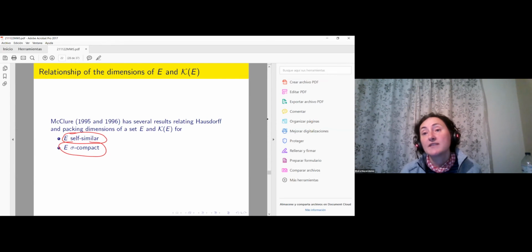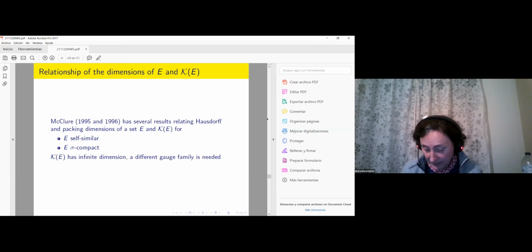What happens with self-similar sets, in case you don't know much about them, is, well, you probably do, but they are very well-behaving sets. For instance, they are very regular in the sense that packing and Hausdorff dimension coincide. So for instance, he proved a very clear relationship for sigma compact sets between the Hausdorff dimension of the set and the Hausdorff dimension of the hyperspace of that set.